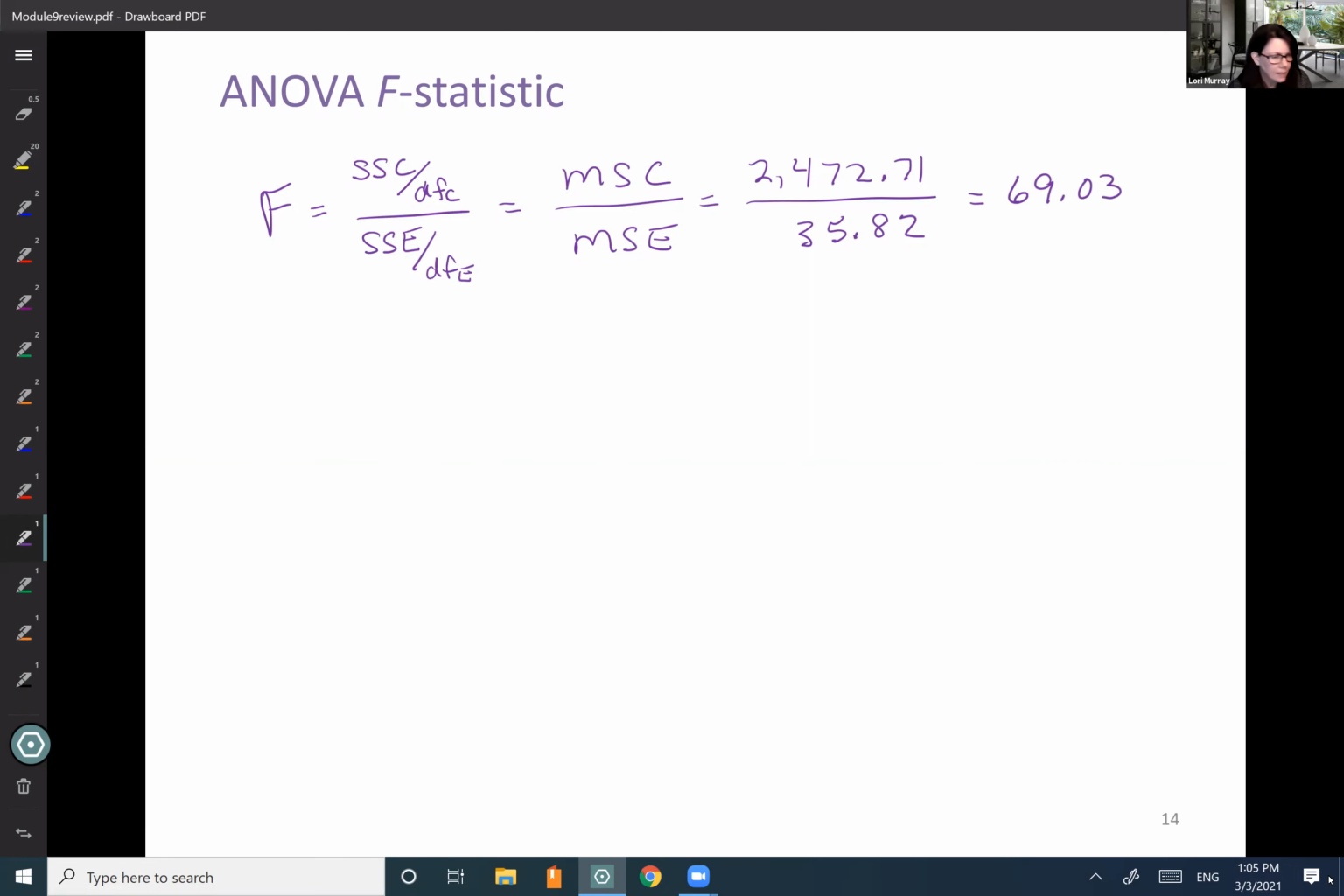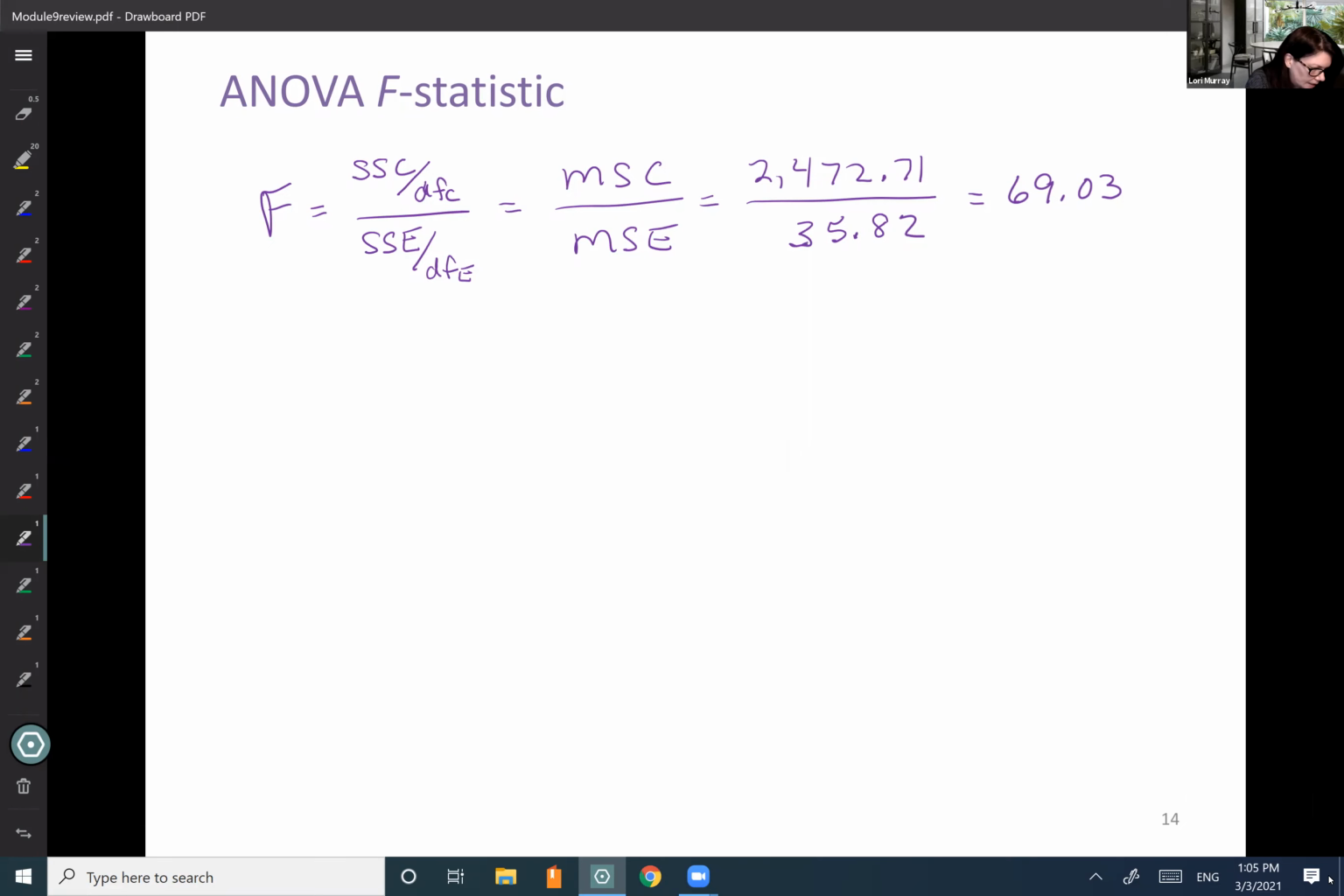Okay, so I hope everyone's clear. The MSC in the numerator is composed of 12,363.57 divided by the degrees of freedom, which is 5. And the MSE in the denominator is calculated by taking the sum of squares for within, which was 6,697.87, divided by the degrees of freedom, 187. So that's how we get that.